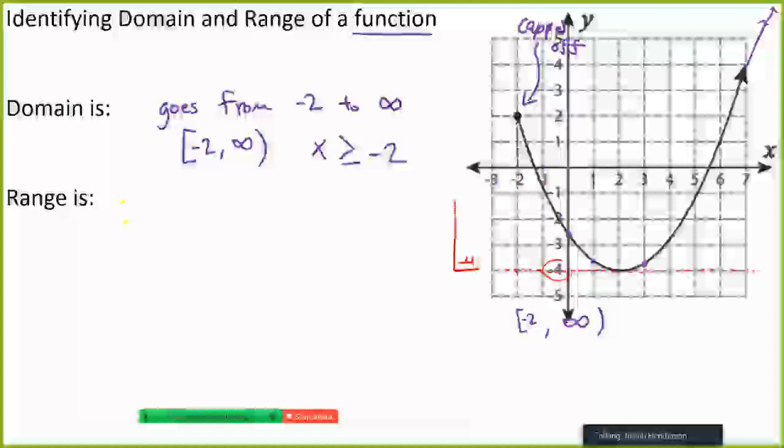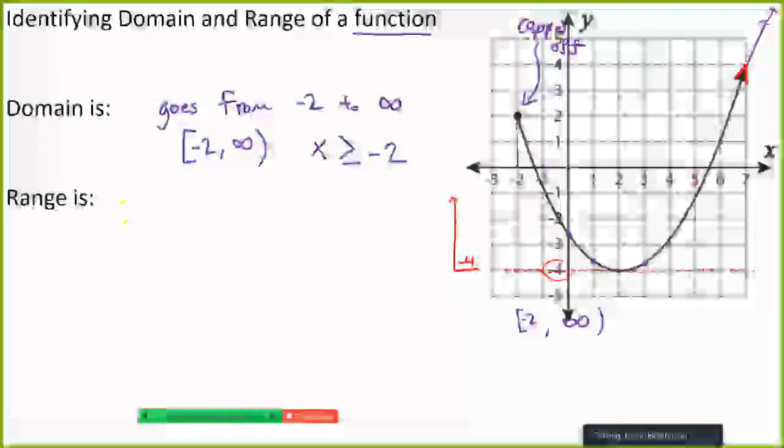And how high does it go? Well, traveling upwards on our line, it does go up forever. This arrow right here is symbolizing it's going to continue in the same way outside the picture. So it's going upwards forever. So we would say that this goes from -4 to infinity.